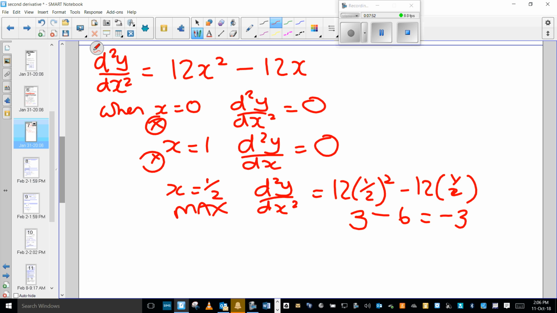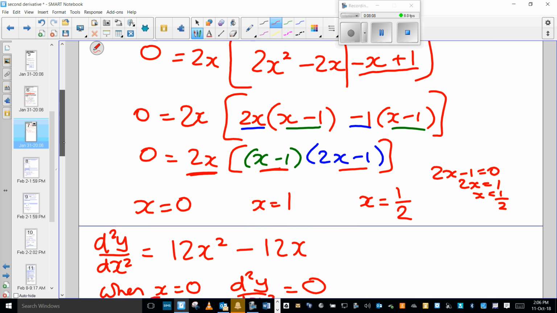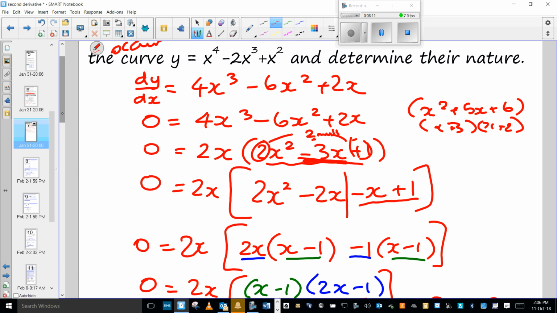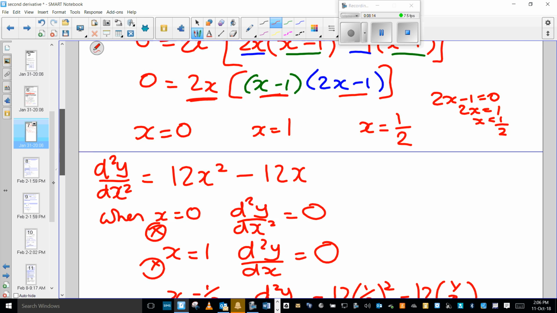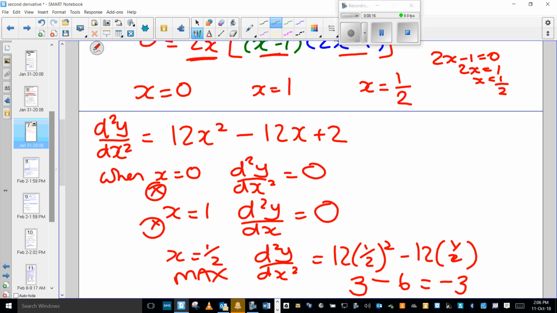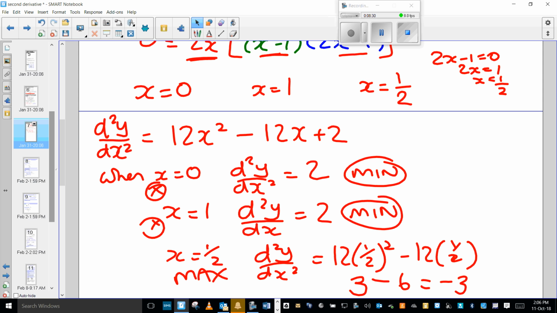We'll talk about investigating further later. Isn't the derivative plus 2? I need to check. The first derivative is plus 2x. Oh, I wrote it. The derivative is plus 2 minus 6. What happened?